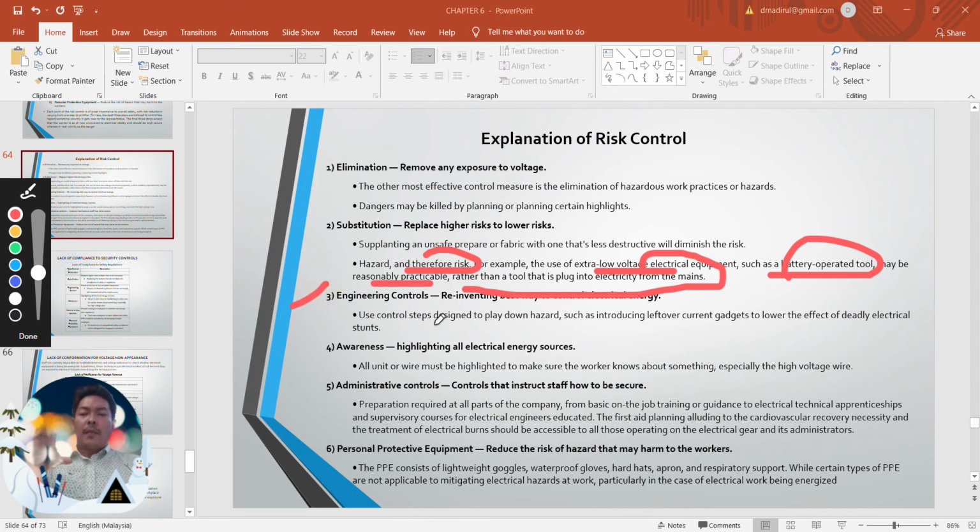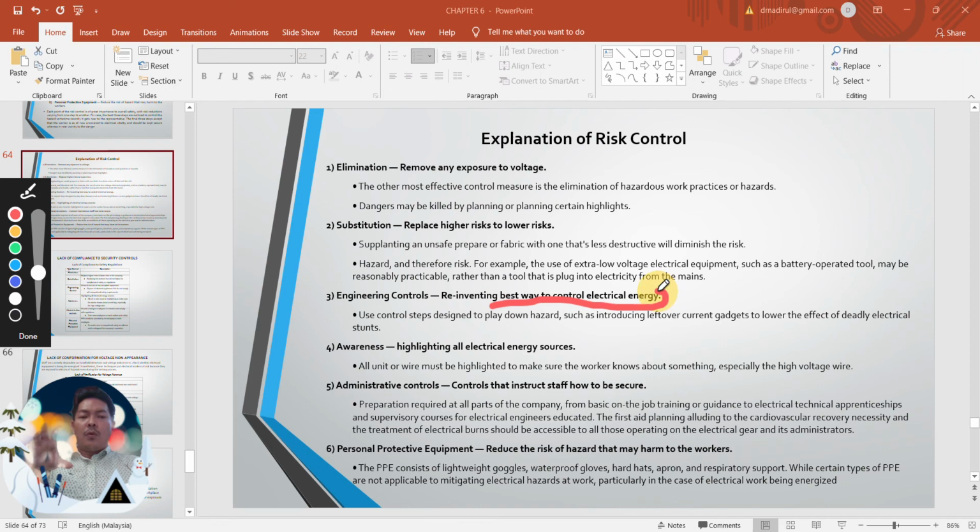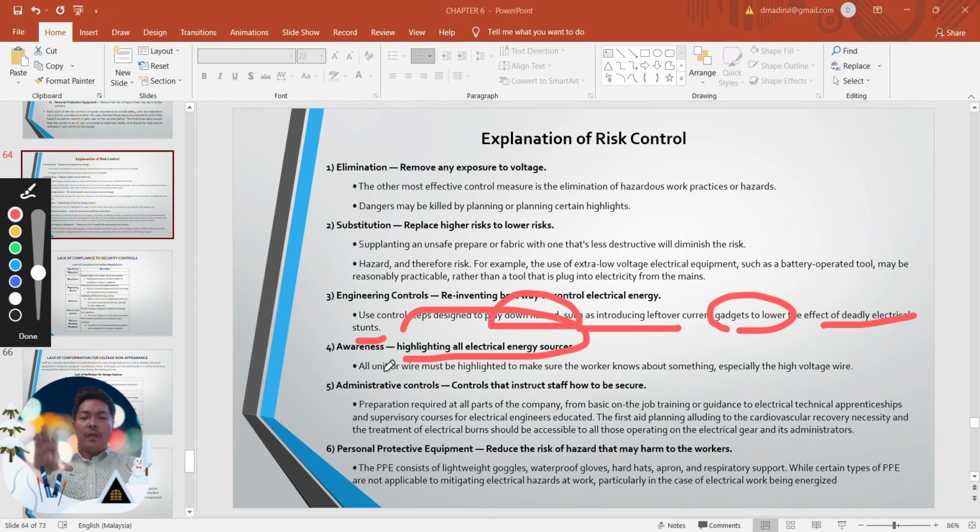Engineering control: reinventing the best way to control electrical energy. This uses control steps designed to minimize hazards, such as introducing a residual current device to lower the effect of a deadly electrical shock. Awareness: highlighting all electrical energy sources. All units or wires must be highlighted to make sure the worker is aware of them, especially the high voltage wires.